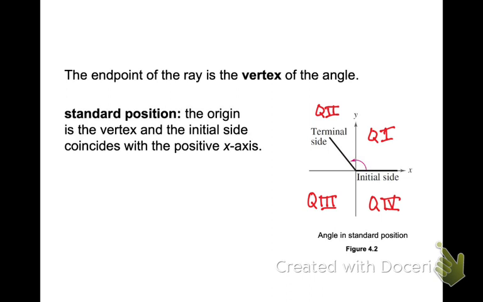Okay. Standard position, that's what the slide is about. The vertex is at the origin, and an angle is all about where it terminates. This angle terminates in quadrant what? Quadrant 2. What do we know about quadrant 2? What kind of an angle is that?